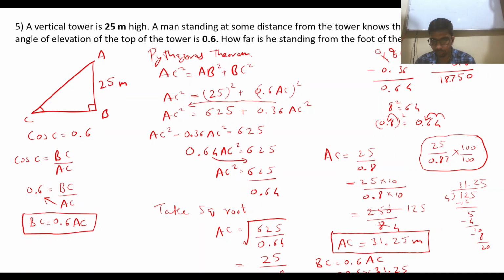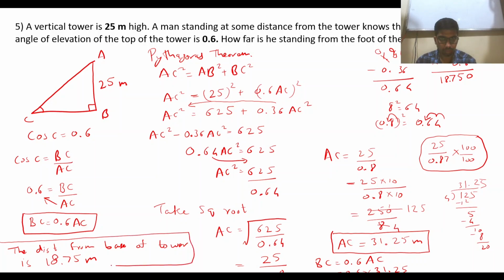So the distance from the base of the tower is 18.75 meters. So just write the final answer. The distance from base of tower is 18.75 meters. So over here, highlight it, and with this we come to the end of part 1 of height and distance.